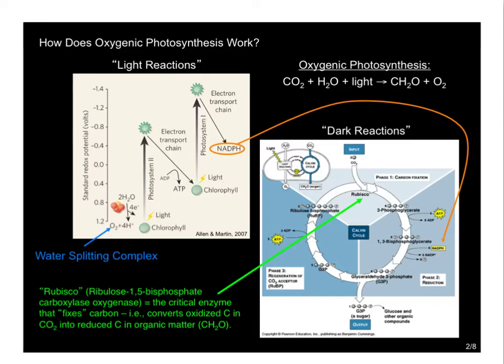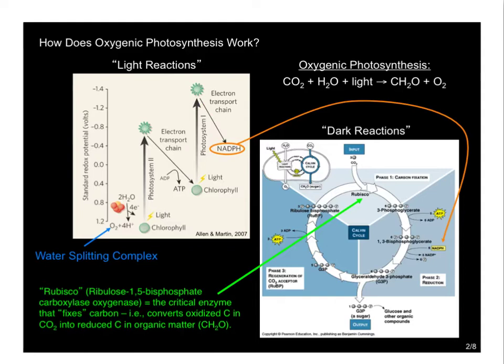The first is down here. That's the water splitting step, and it breaks water into hydrogen ions and oxygen. And in fact, this is the source of oxygen that's the waste product of oxygenic photosynthesis. After the water is broken into hydrogen and oxygen, it takes two other steps called photosystem 2 and photosystem 1 to produce enough energy and the raw materials that are necessary to drive the dark reactions.